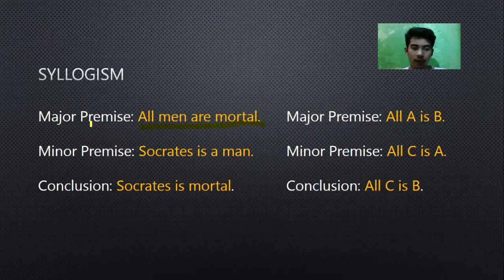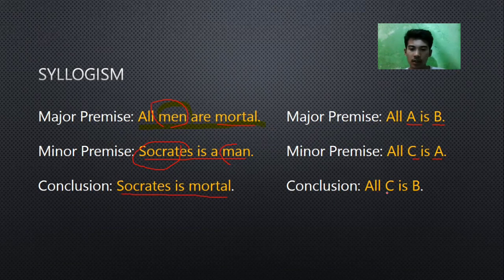So from the previous example, the major premise, all men are mortal. The men here is our A, and the mortal here is our B. So all A is B, all men are mortal. Then the minor premise, Socrates is a man. Socrates here is the C, and man is the A. So the conclusion here, Socrates is mortal. Socrates is C, and mortal is B. So that's how the syllogism is structured in mathematical form: the major premise, the minor premise, and the conclusion.